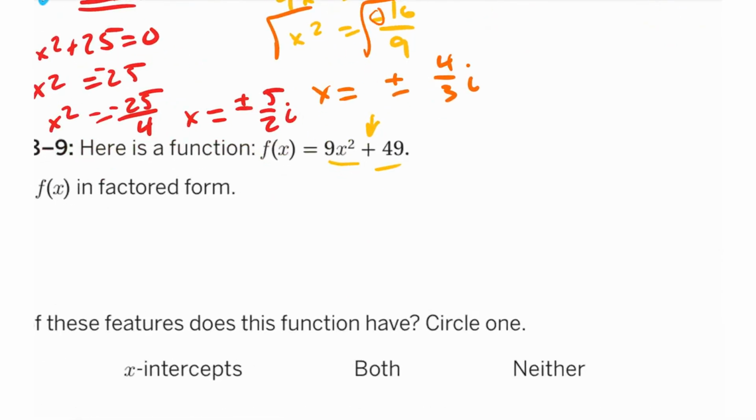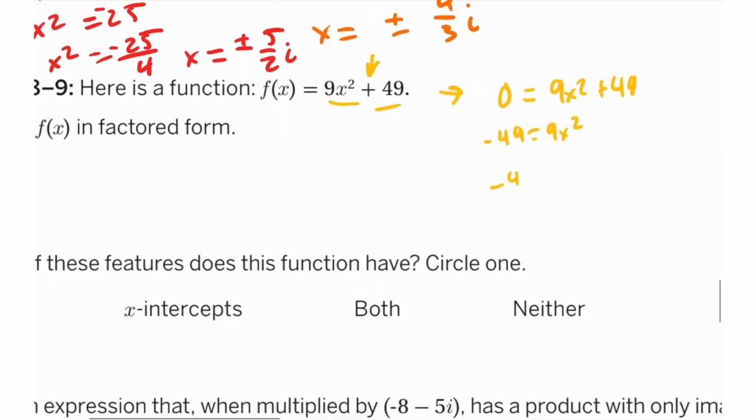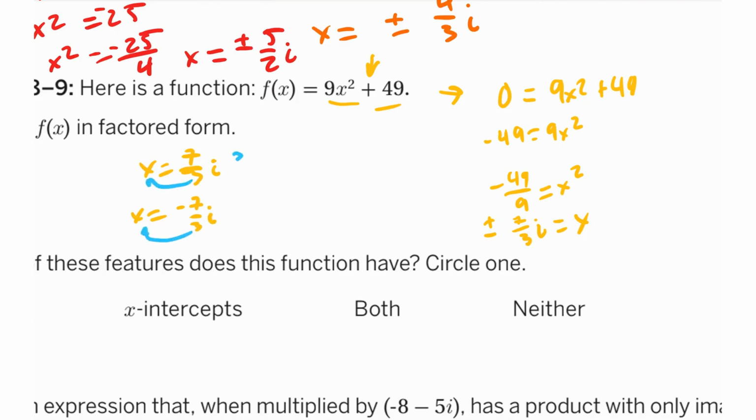I can find my two zeros by setting it equal to 0 and then solving. So subtracting 49 from both sides, dividing by 9, and then taking the square root to get plus or minus 7 over 3i. So I get these two solutions, x equals positive 7/3 i and x equals negative 7/3 i. And again, a way to work backwards through this is like multiplying the 3 to the left side.